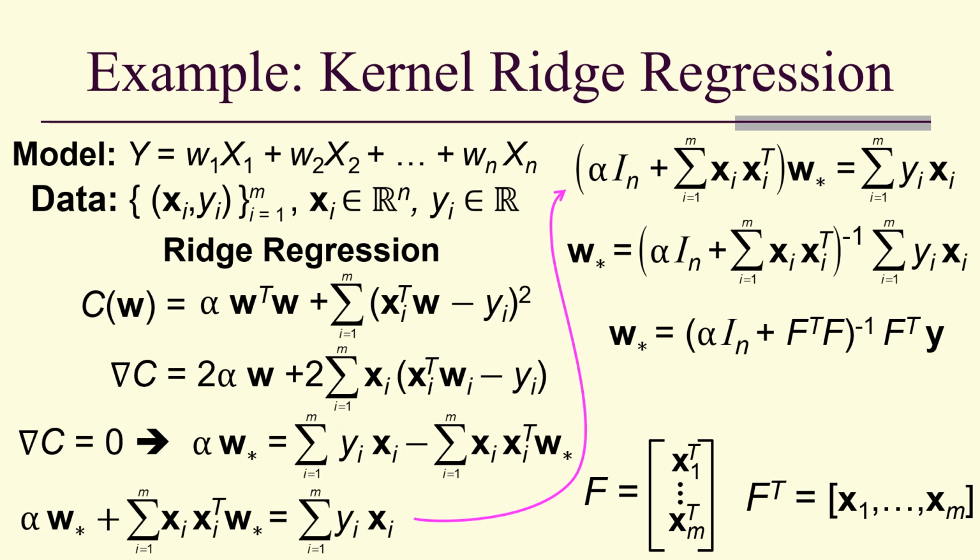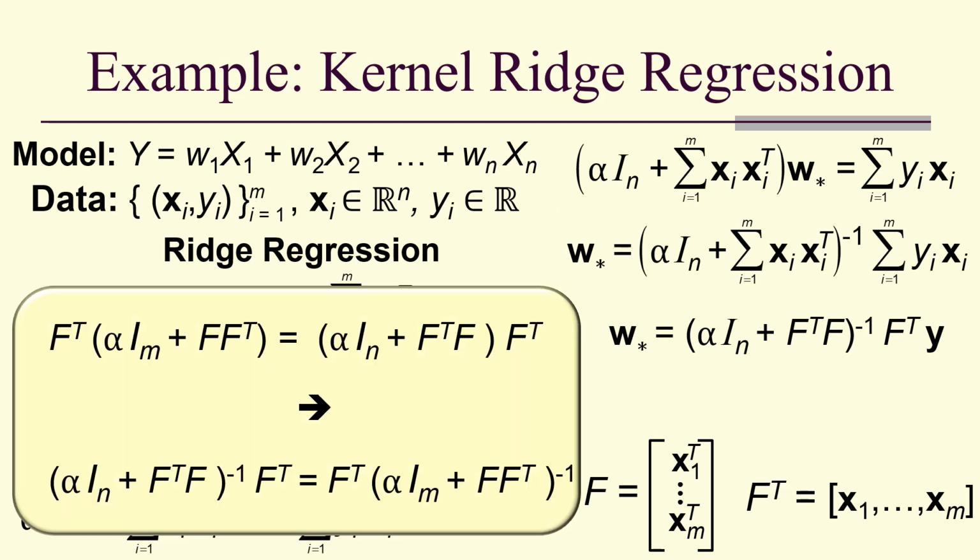But the sum y sub i x sub i is actually F transpose y, and this summation inside the parentheses is F transpose F. You can look at the matrices there to see that. Now, we actually need F transpose, but we have a nice identity. So this thing on the top, both of those simplify to F transpose plus F transpose F F transpose. And therefore, we take inverses accordingly, and we get this identity, and that allows us to write W star in this form.